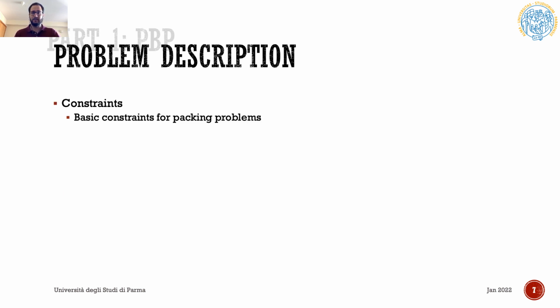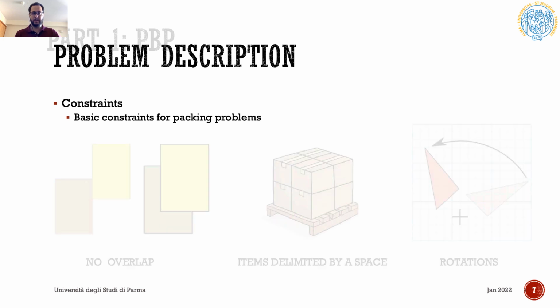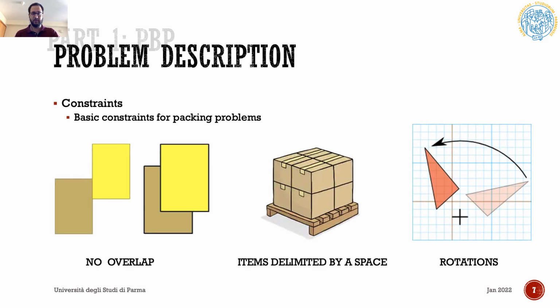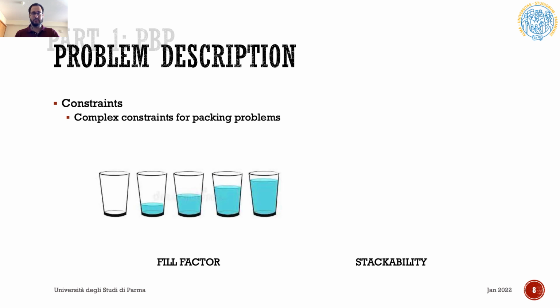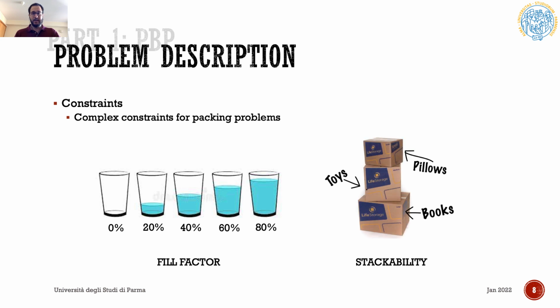So let's do that. The first constraints regard the basic ones. We address three of them. No overlap, items limited by space and rotations. We also address more complex constraints, fill factor, related to the required utilization percentage of a specific surface. These cups, for example, represent different fill factors. And the stackability related to the item disposition on pallets, which restricts how the boxes can be placed on top of each other.